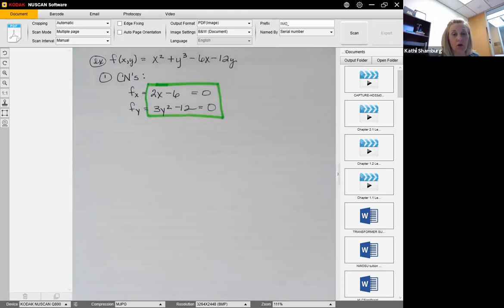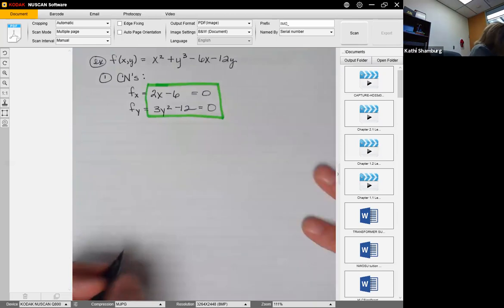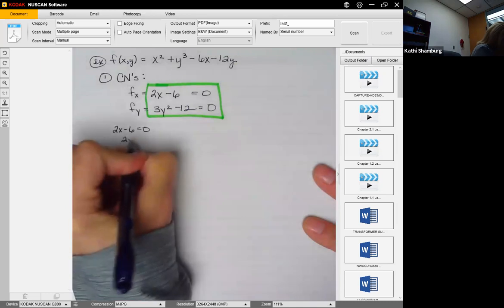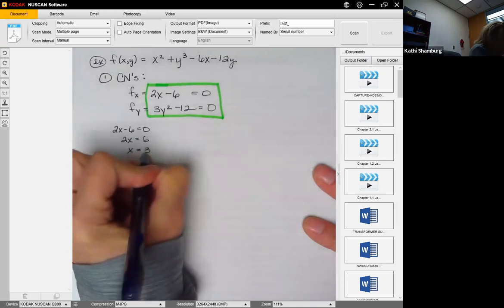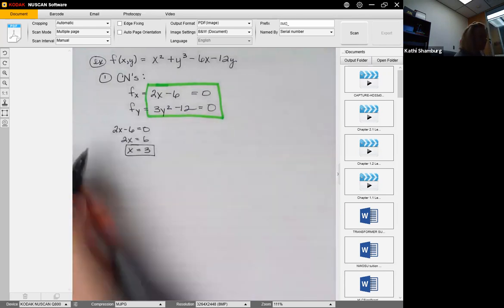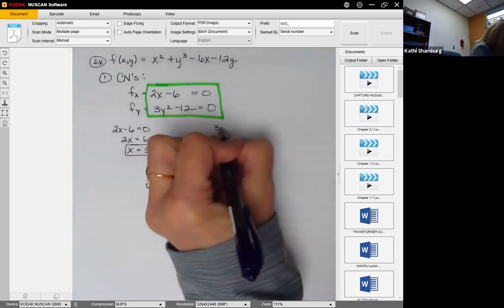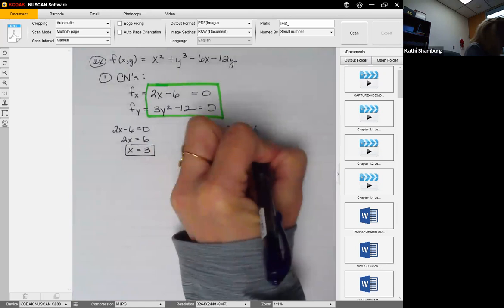Now notice here that they don't both have an x, they don't both have a y. The first one has an x, the second one has a y squared. So we're not going to do it by using the elimination method or the addition method. If you look at that first equation, 2x minus 6 equals 0, I can solve it for x, and we get x equals 3. The second equation has a y squared, so I'm going to take that equation, 3y squared minus 12 equals 0, and solve for y.